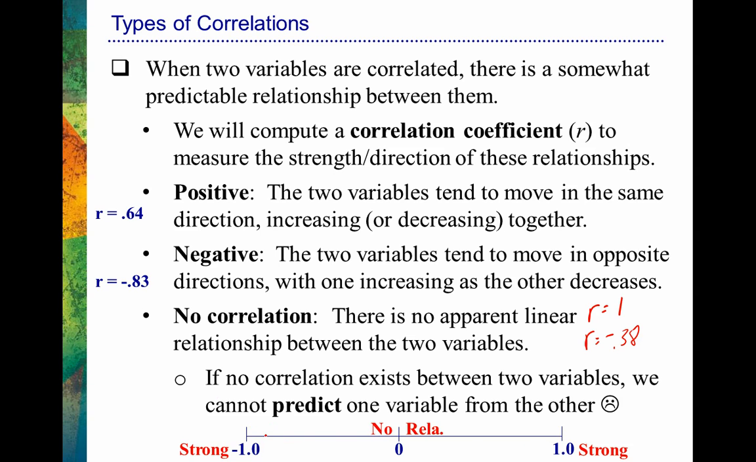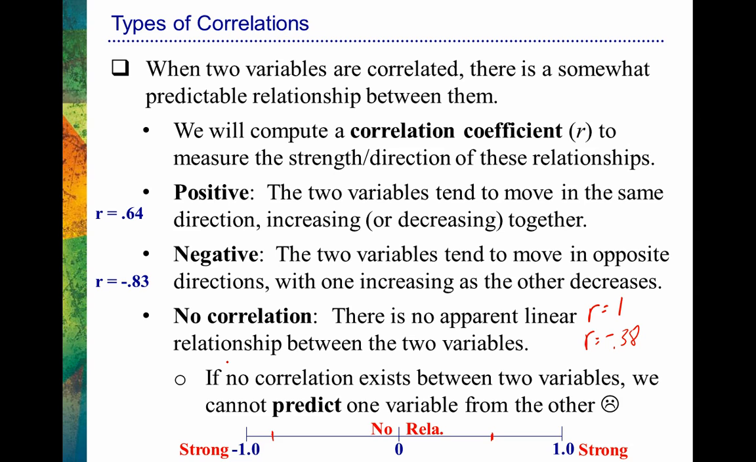Or you can just see it with this in mind. -0.83 would be somewhere out here on this continuum. 0.64 would be somewhere out here. We can see that this is a stronger relationship. So a correlation of -1 and 1 are the strongest relationships that exist. A correlation of 0 is the weakest relationship that could exist. All right, so we're just trying to get a basic sense of how these correlation coefficients work.